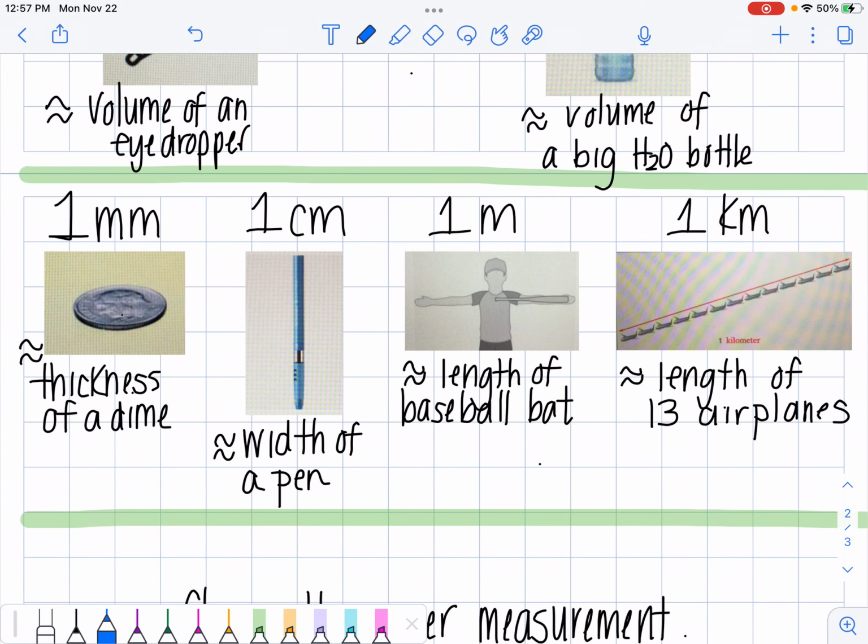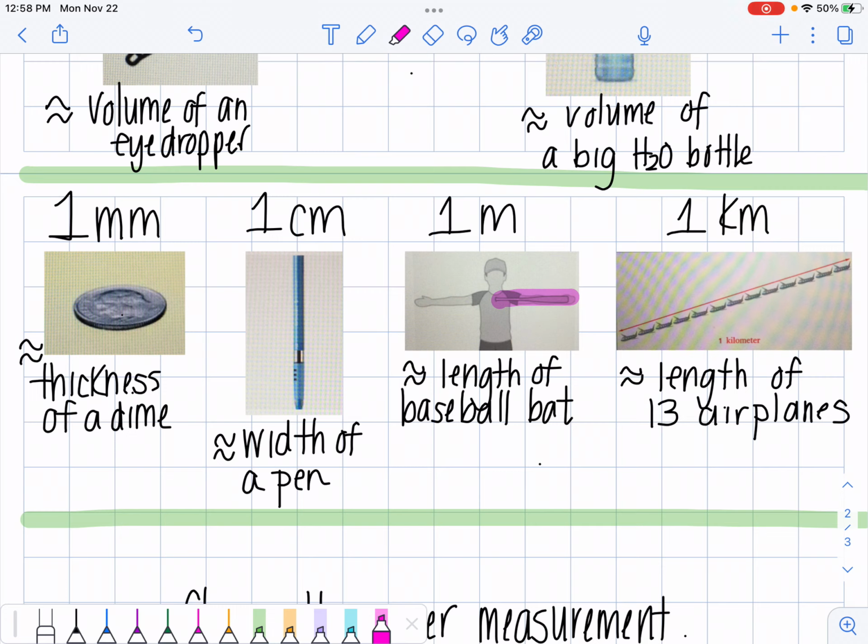And then we're going to deal with length. If we're looking at length, we have a millimeter. Think of a millimeter this way: if you were to hold a dime in your hand, it would be the thickness of that dime. It's very thin. Then we have one centimeter, which is cm. If you look at the pen or pencil that you're holding, it would be the width across, not how tall the pen or pencil is. That's about one centimeter. A meter is the length of a baseball bat.